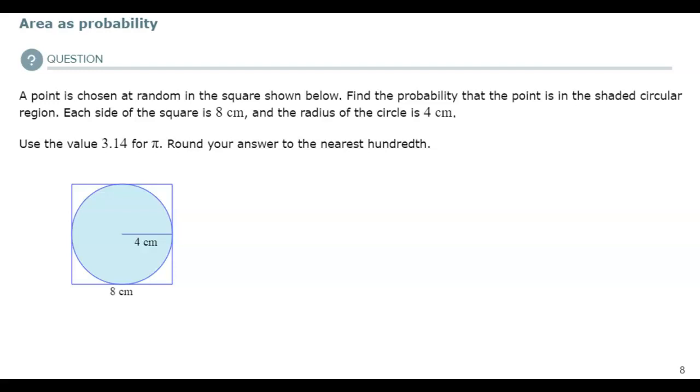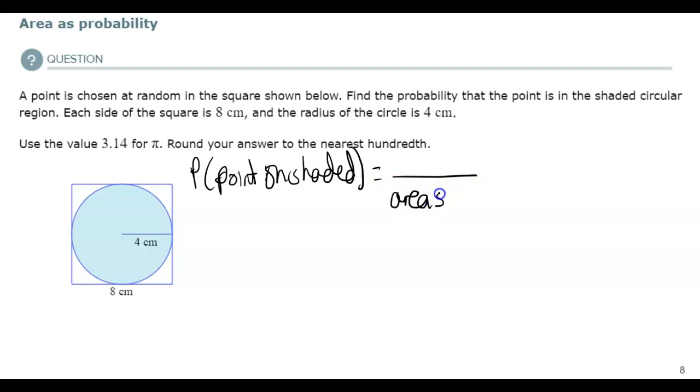So a point is selected at random in the square below. Find the probability that the point is in the circular region. Each side of the square is 8. The radius of the circle is 4. So I want to know out of this whole square what percentage, or what probability of it is the shaded circle. So probability of a point on the shaded part is going to equal area of the square, which is our total part, but we only want the area of the circle.